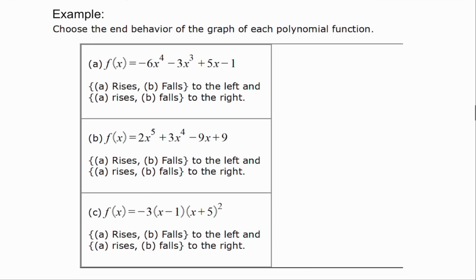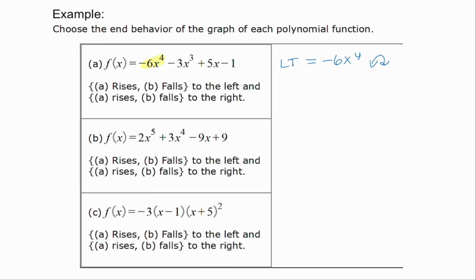Let's look at this one. This is what you're going to see in Desmos. It says we have this polynomial here. Choose the end behavior. Okay. So the first one here, the lead term is negative 6x to the 4th. So the negative is going to flip over normally what a parabola does. So it's going to look like that.